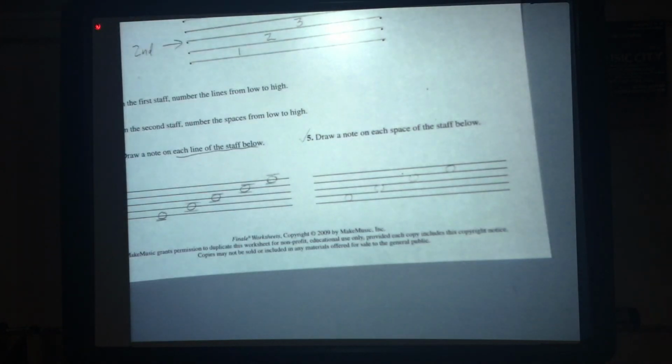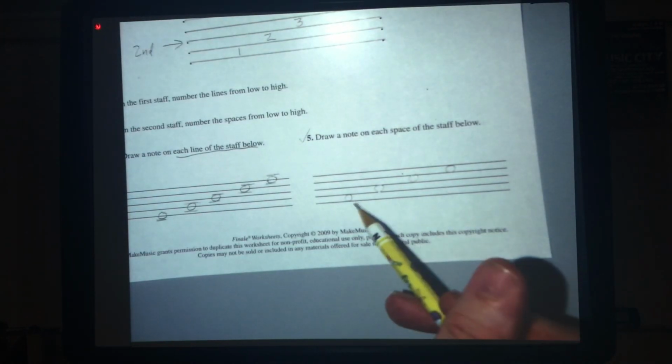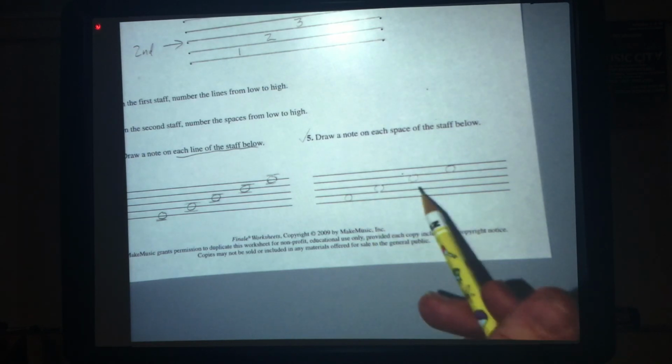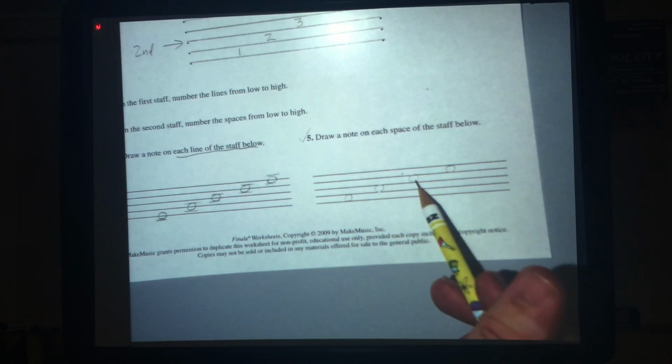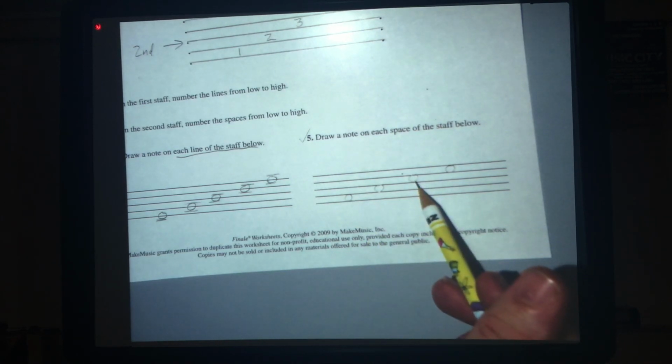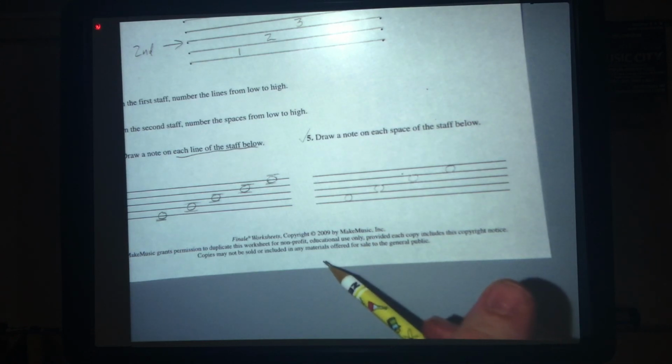So if I communicate with you in band, I might say I want you to play first line F if you're a treble clef instrument. If you're a bass clef instrument, I might say first space F. If you're a bass clef instrument, I will say third space E, and so forth. And that's it.